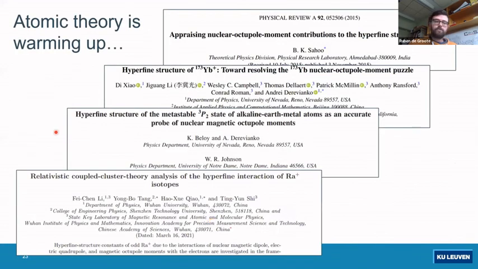As a closing slide, let me just show that it seems to be, to me at least, that there is some interest, at least already in literature, with a few papers from the atomic theory point of view, starting to explore what is possible, what the sensitivity would be for different atomic states, and I hope that only picks up as experimentalists try harder to measure them as well.